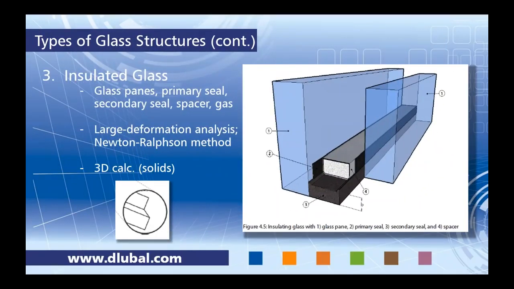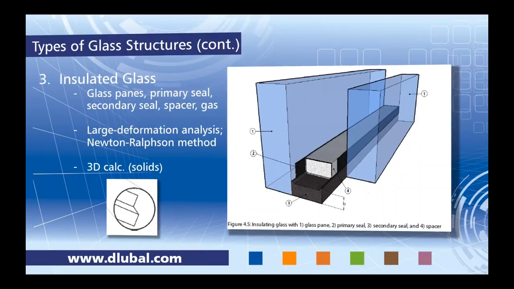The third type of glass structures is insulated glass. So this would include glass panes separated by a primary seal, a secondary seal, a spacer, and then that gas layer. And this is indicated by the picture over here on the right. Now, for this type of glass structure, we will always run a 3D calculation with solid elements according to a large deformation analysis. And for this large deformation analysis, we utilize the Newton-Raphson method. So plate theory is not available here because the gas layer adds too much complexity to these glass surfaces.